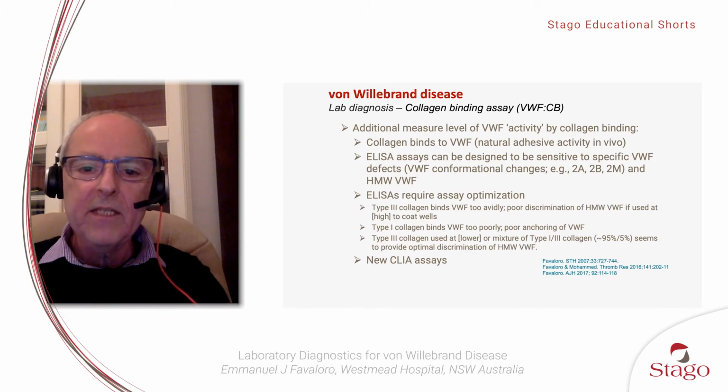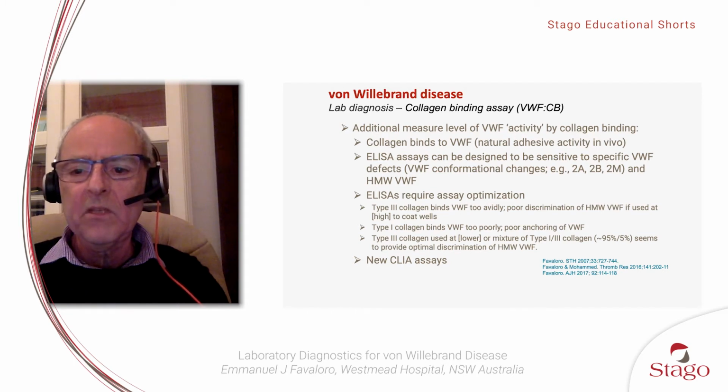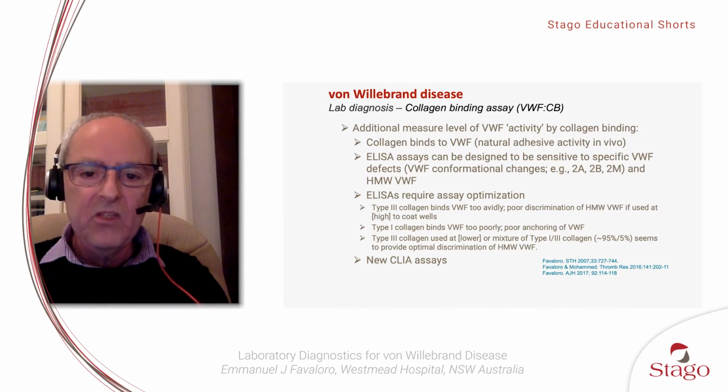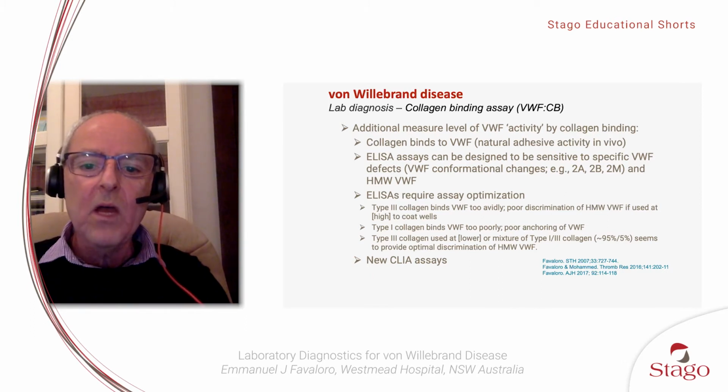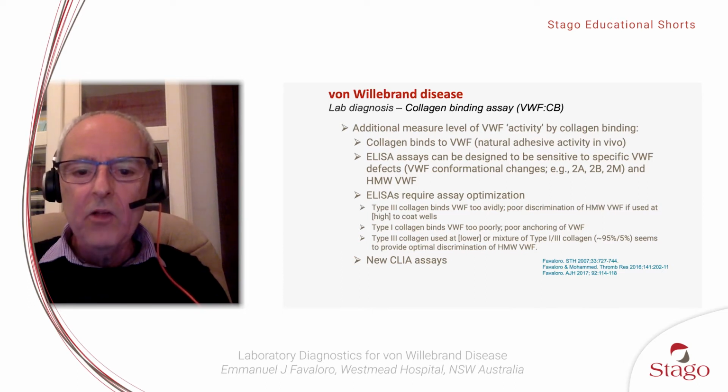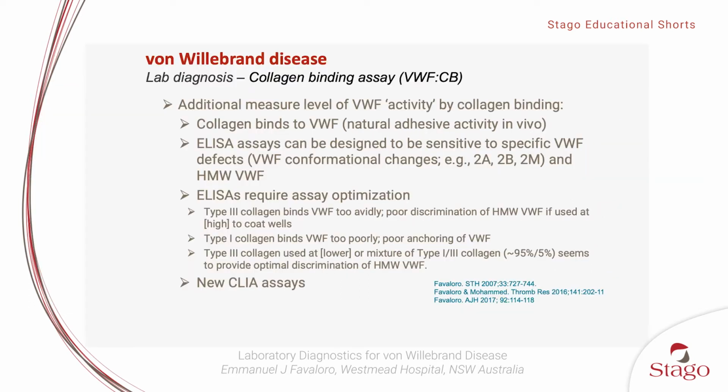So ELISA assays can be designed to be sensitive to specific von Willebrand factor defects, for example, conformational changes that occur in 2A, 2B, and 2M, and also designed to be sensitive to high molecular weight von Willebrand factor, and thus be able to identify a loss of high molecular weight VWF. ELISA assays require assay optimization, and not all ELISA assays are actually fit for purpose.